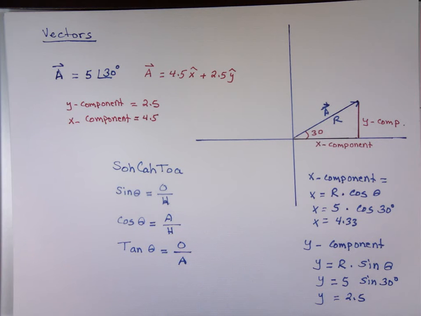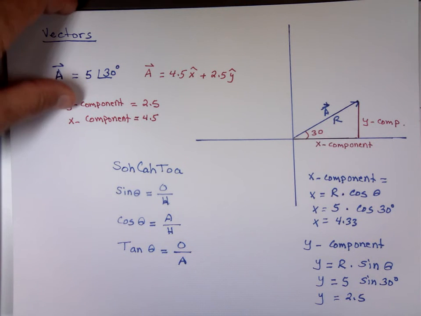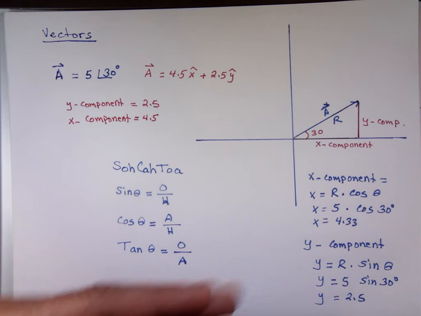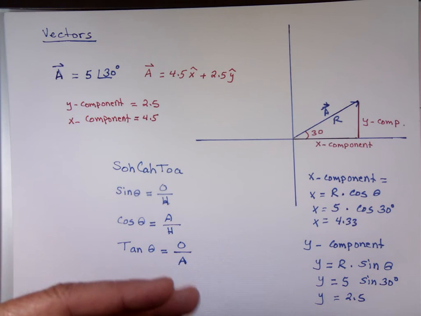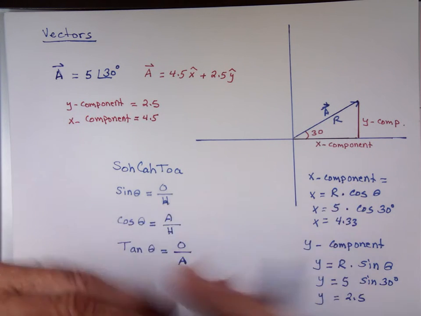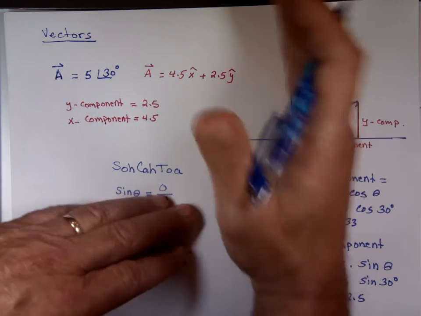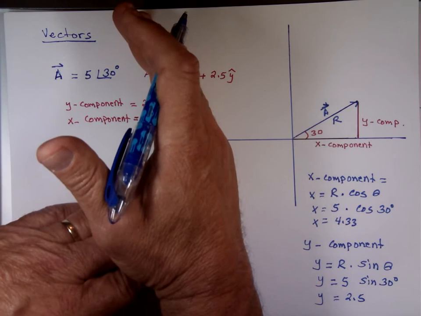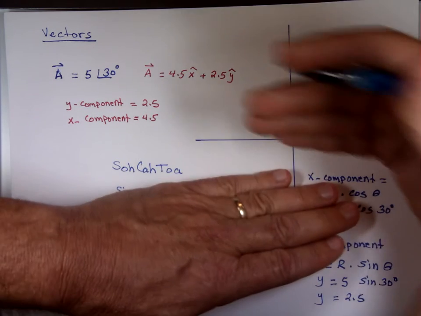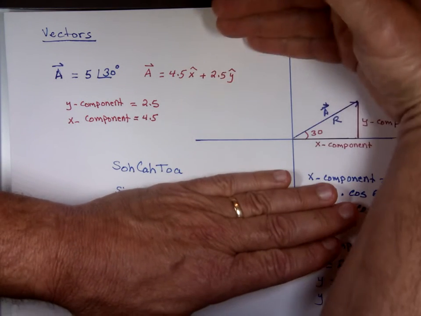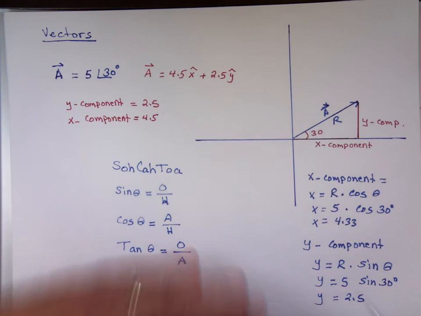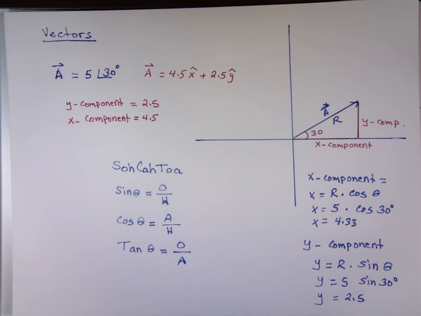Let's try another one. One thing to remember before we do: x is positive if you're to the right of this line. If you're to the left, you have to use what? Negative. Y is positive if you're above this line. If you're below that line, y should be what? Negative.